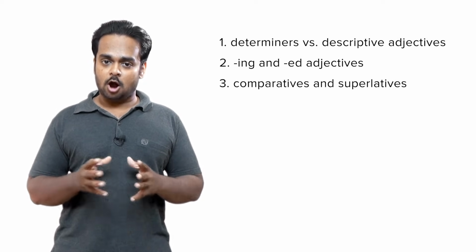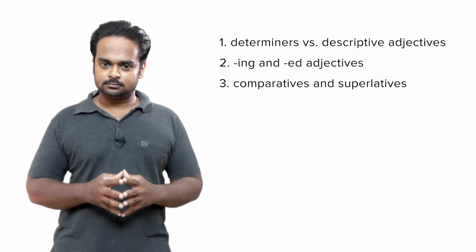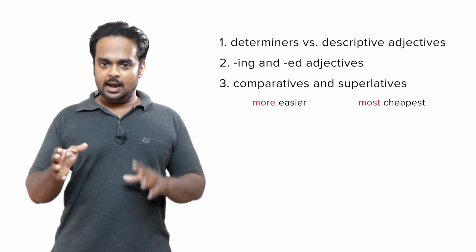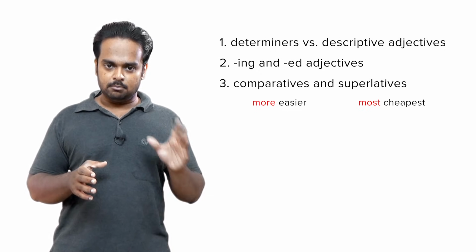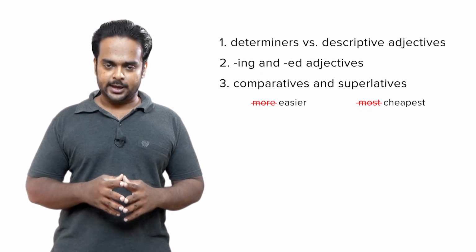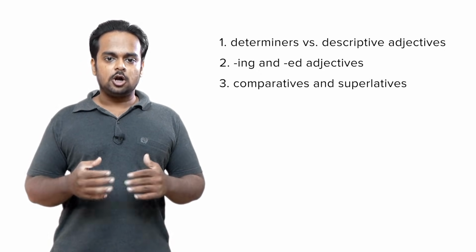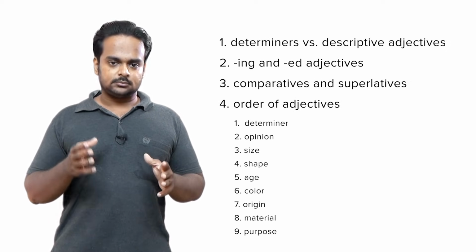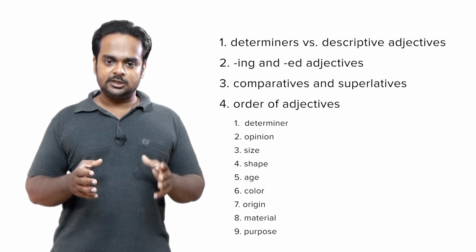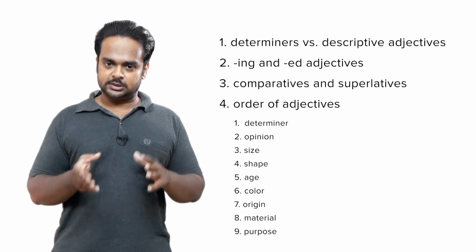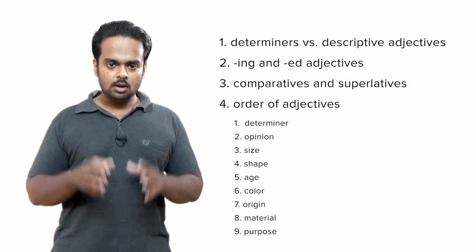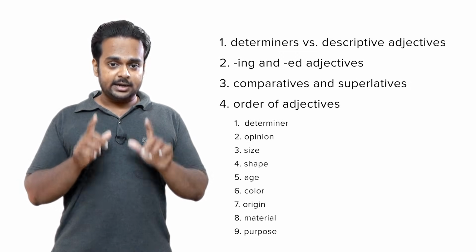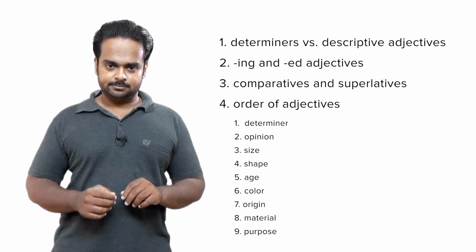Do you remember the common errors that we discussed? The errors are using er forms with more and est forms with most. Remember not to do that. And finally, we learned the order of adjectives: determiner, opinion, size, shape, age, color, origin, material, and purpose. The error is to mix up this order, so it's a good idea for you to memorize it.